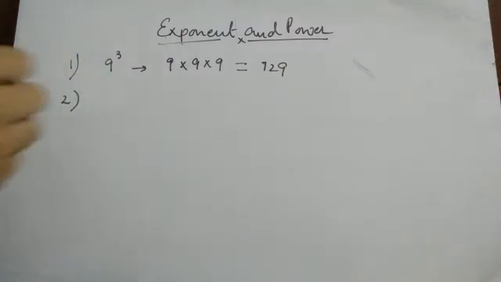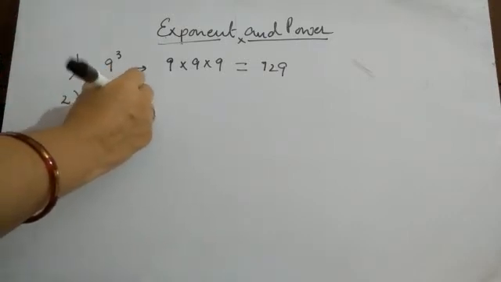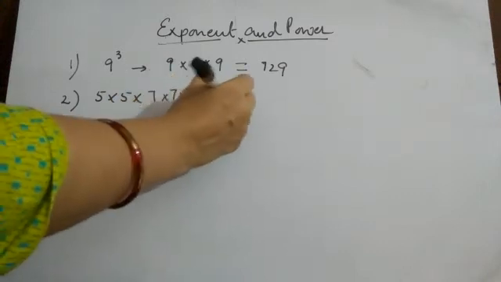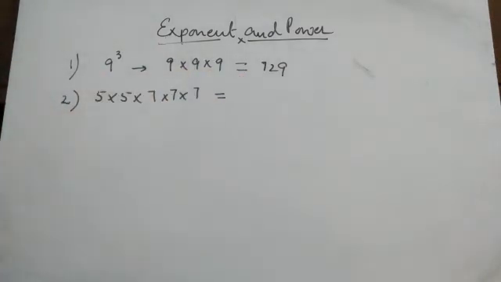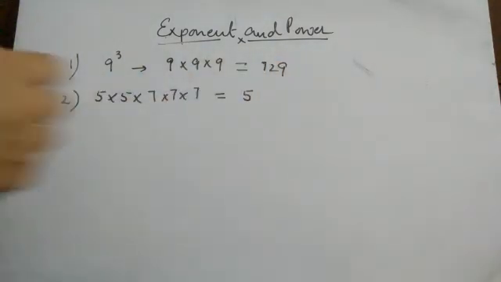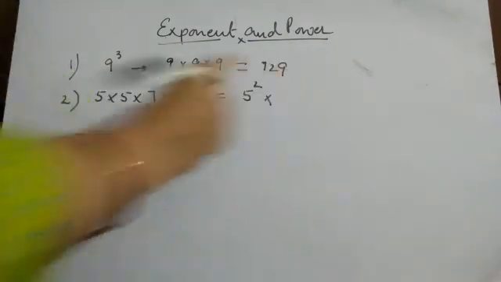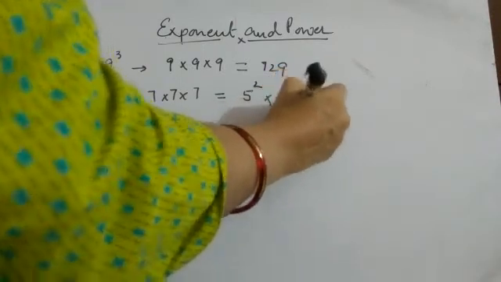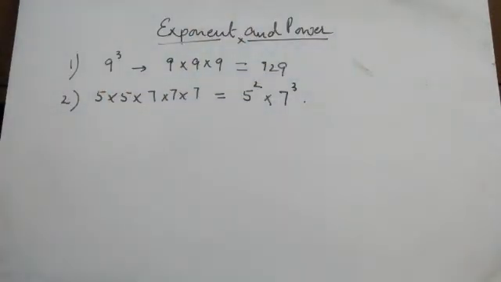See the second example. Suppose it is written 5 into 5 into 7 into 7 into 7 and you have to write this in exponential form. Exponential form means power form. So 5 is multiplied to itself how many times? 2 times. So 5 raised to the power 2. 7 is multiplied to itself how many times? 3 times. So 7 raised to the power 3. So the answer is 5 raised to the power 2 and 7 raised to the power 3.